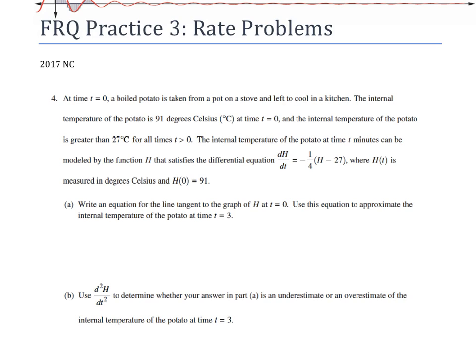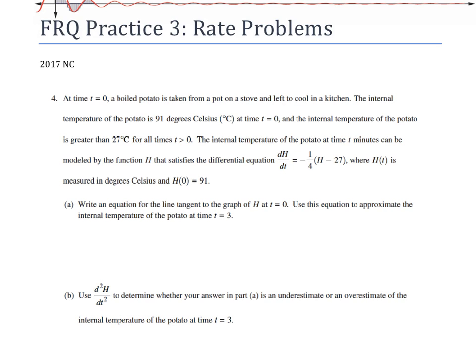The internal temperature of the potato at time t can be modeled by this function, h, and we know it's this differential equation. This is the change in h over time. So h of t is measured in Celsius. All right, so h of 0 is 91, we're told. So we want an equation of a line that's tangent to h, all right?